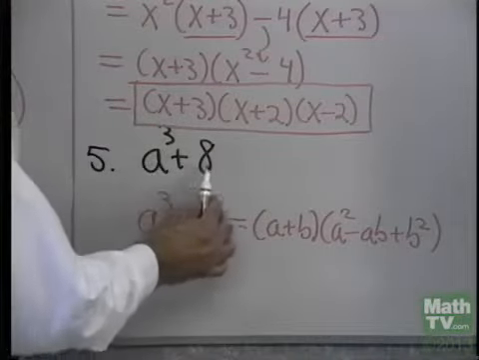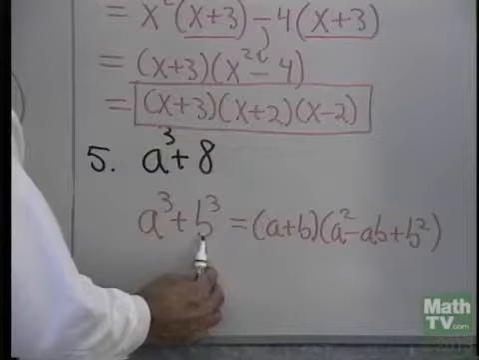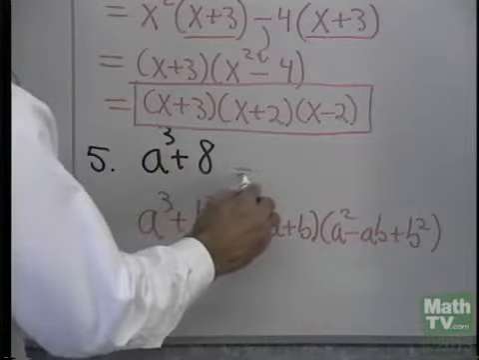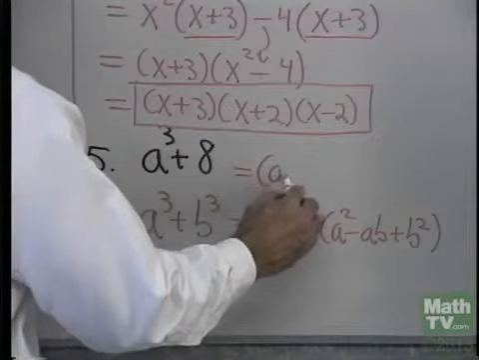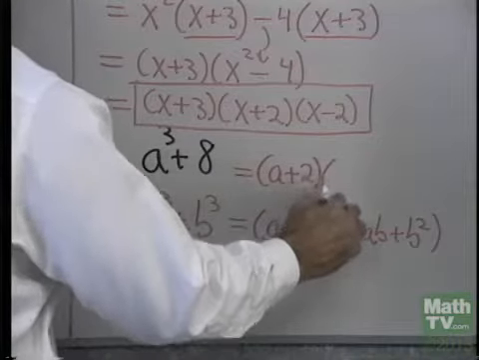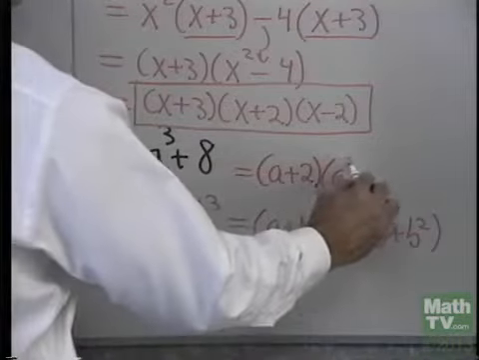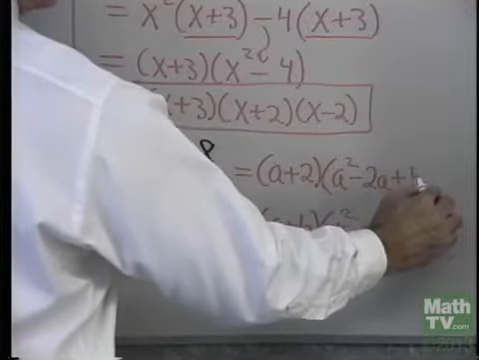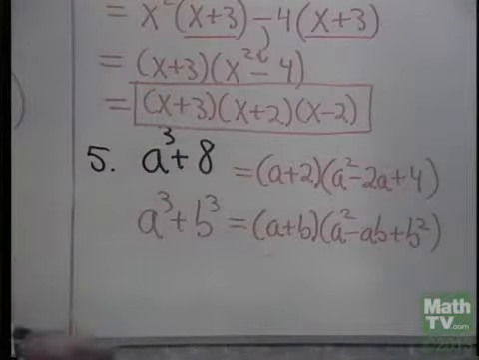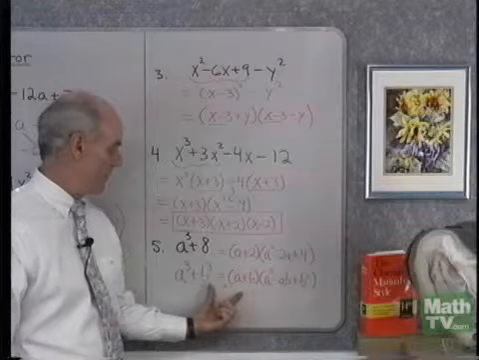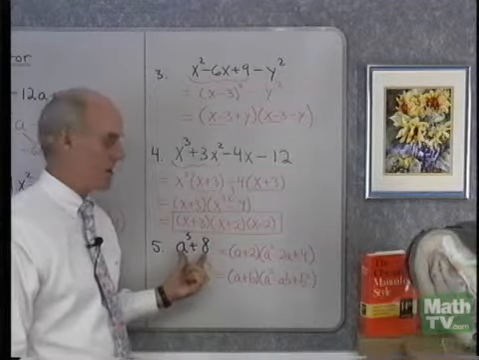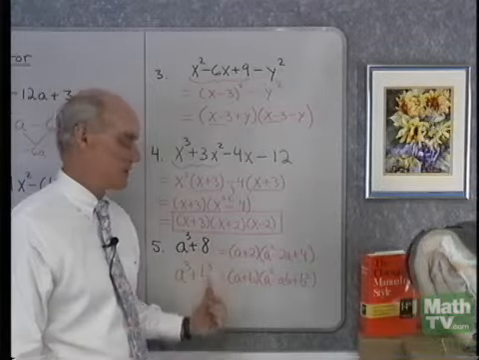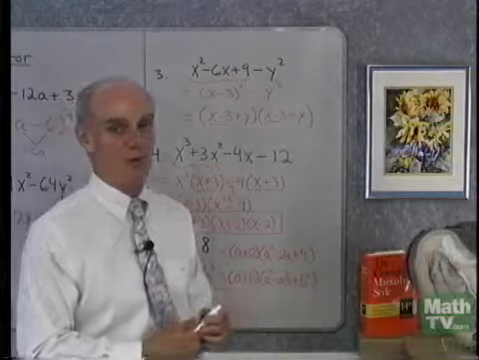So if I look at this expression as having this form to it, it's a cubed plus 2 cubed. So it's going to factor into a plus 2 times a squared minus 2a plus 4. So if I apply this formula to this expression right here, then I have the factorization of a cubed plus 8. So with the sum and difference of two cubes, you need to memorize that formula.